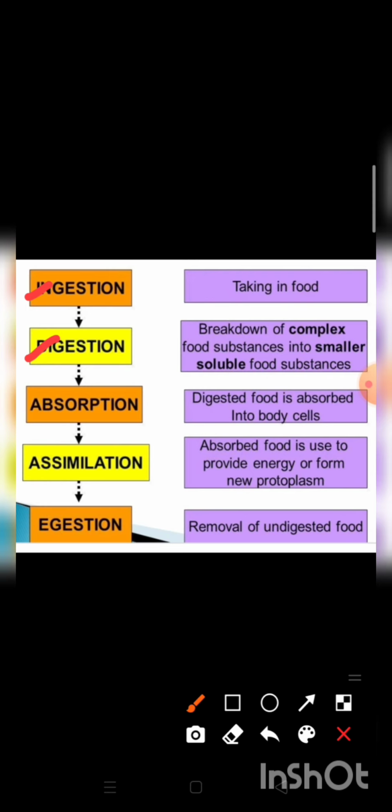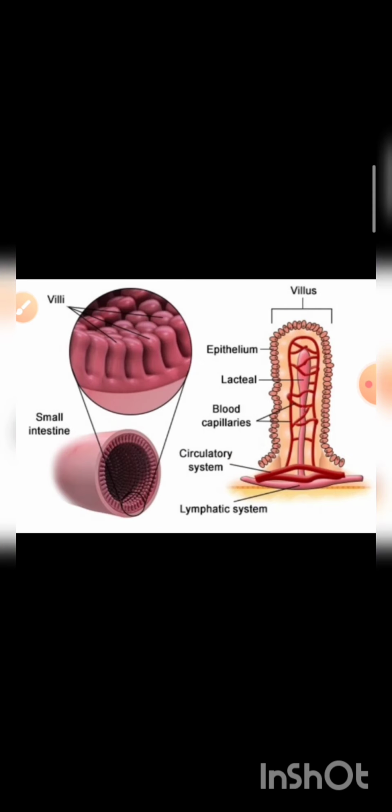Now we come to the next step, that is absorption. Absorption of food is mainly linked with the small intestine. The inner walls of the small intestine have thousands of finger-like outgrowths. These are called villi. The singular form of villi is villus.